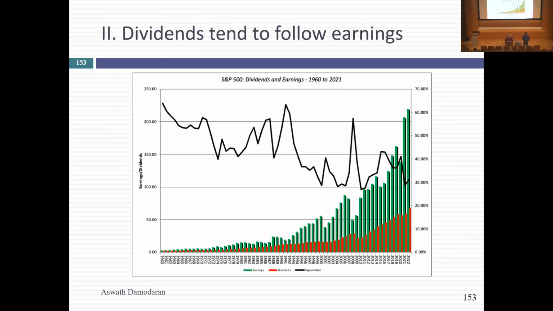Second, dividends tend to follow earnings. Keyword is follow earnings. They're not contemporaneous. They don't lead earnings. Yes, go ahead.